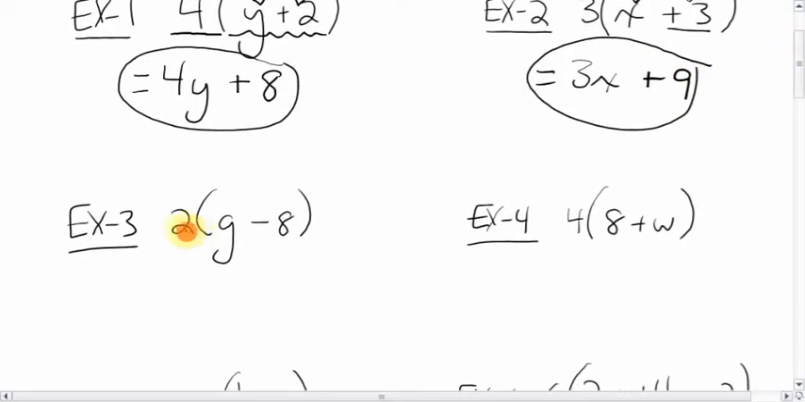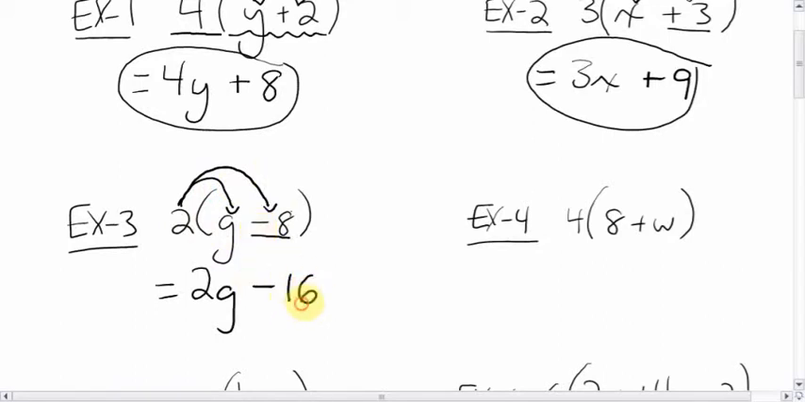Alright, what about this one here? The 2 is fishing and catches the g, multiplies the g. So 2 times g is 2g. Then 2 times, remember this negative sign belongs to the 8. 2 times -8 is -16. Unlike terms, nothing we can do about it, so that's your answer. Easy, isn't it?